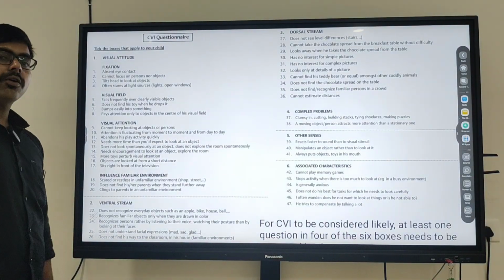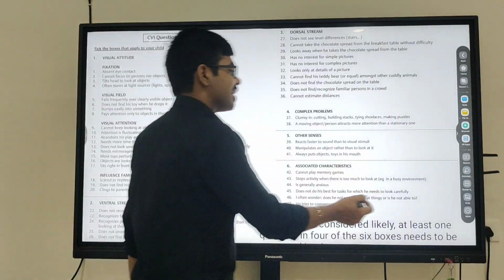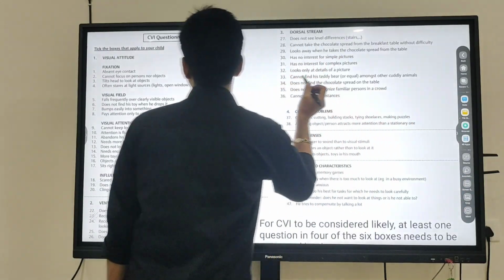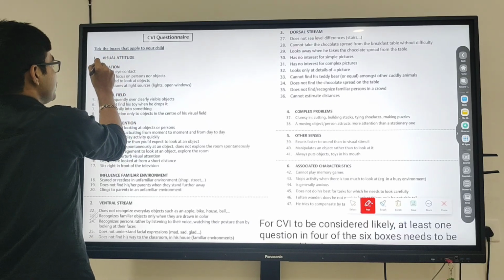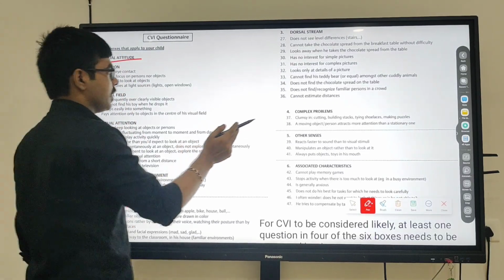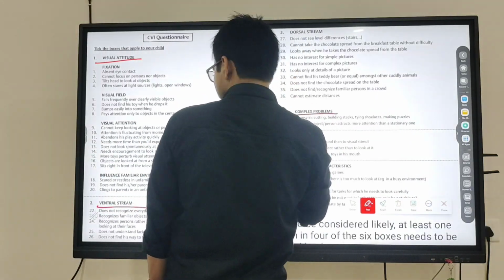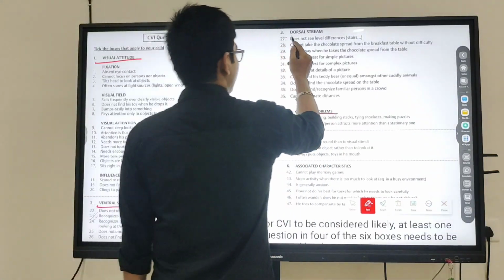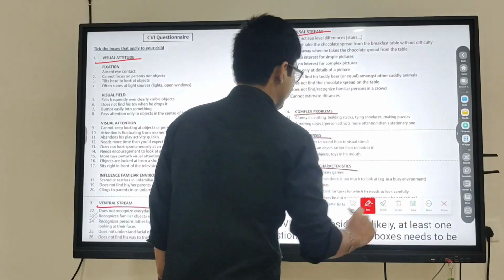Now this is the CVI questionnaire. In the CVI questionnaire there are basically 6 blocks available. In the 6 blocks we are identifying different things. The first block is visual acuity, second is ventral stream dysfunction, third is dorsal stream, fourth is complex problems, fifth is other senses, and last is associated characteristics.